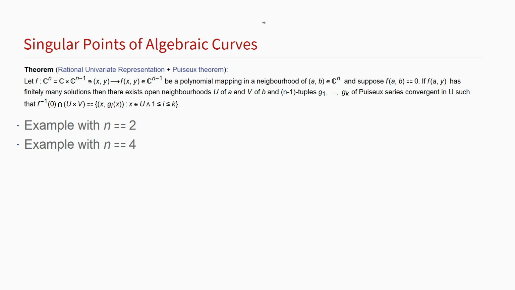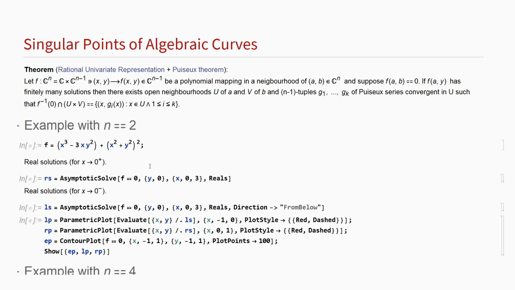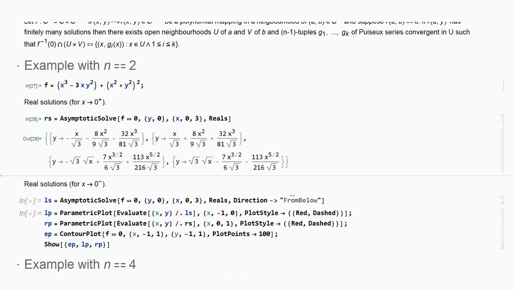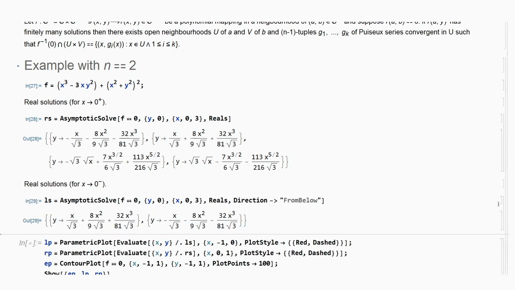Singular points of algebraic curves. So now we can make y multidimensional, but at the cost of assuming that all the equations are polynomial. And in this case, we also get Puiseux series solutions. So here's an example with x and y one-dimensional. Here are the real solutions, and here are the real solutions with direction from below. So depending on which direction we are approaching from, we'll get a different number of solutions and different series.